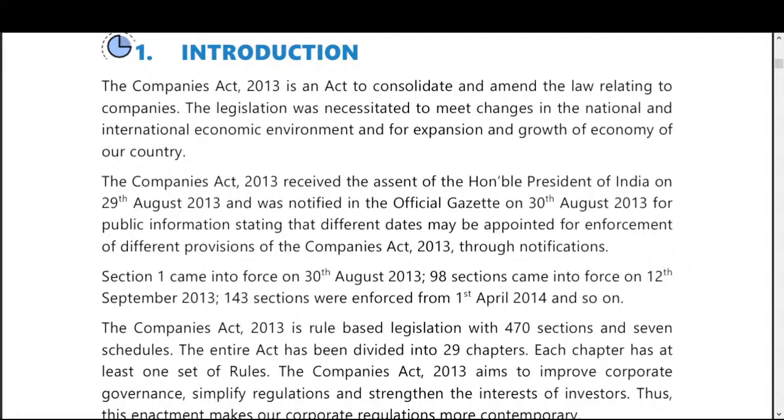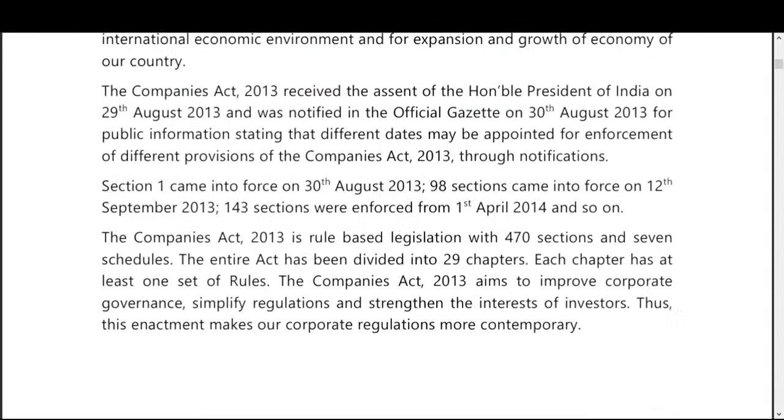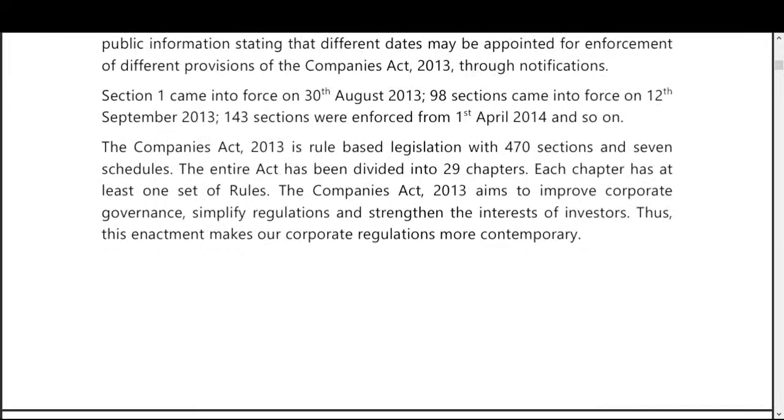143 sections were enforced from 1st April 2014 and so on. The Companies Act 2013 is a rule-based legislation with 470 sections and 7 schedules. The entire Act has been divided into 29 chapters. Each chapter has at least one set of rules. The Companies Act 2013 aims to improve corporate governance, simplify regulations, and strengthen the interest of investors. Thus, the enactment makes our corporate regulations more contemporary.